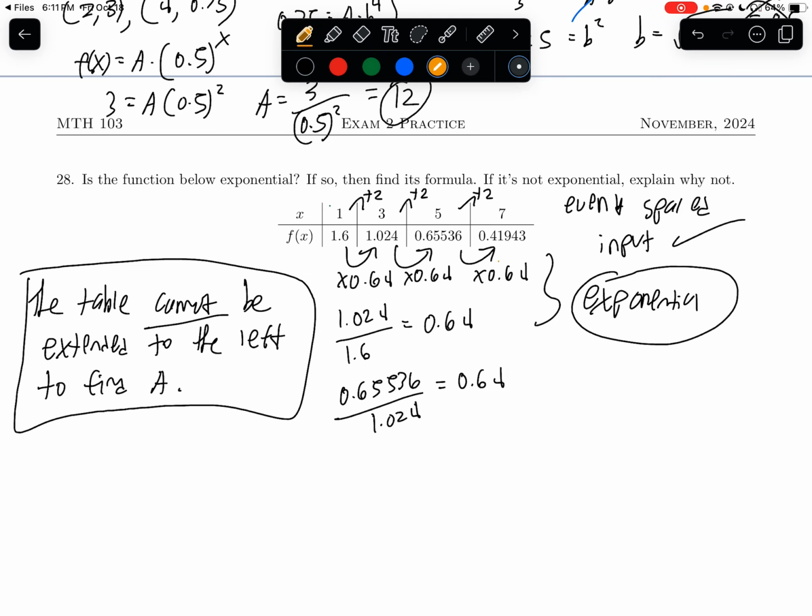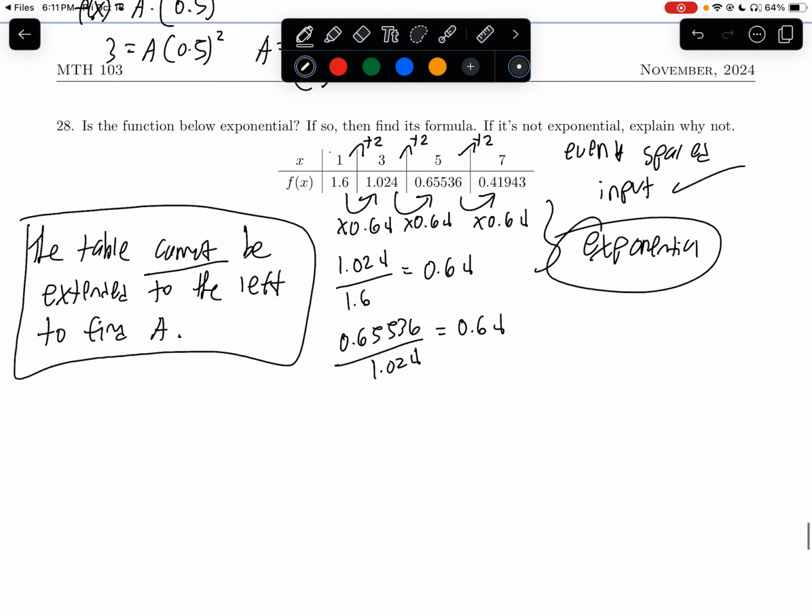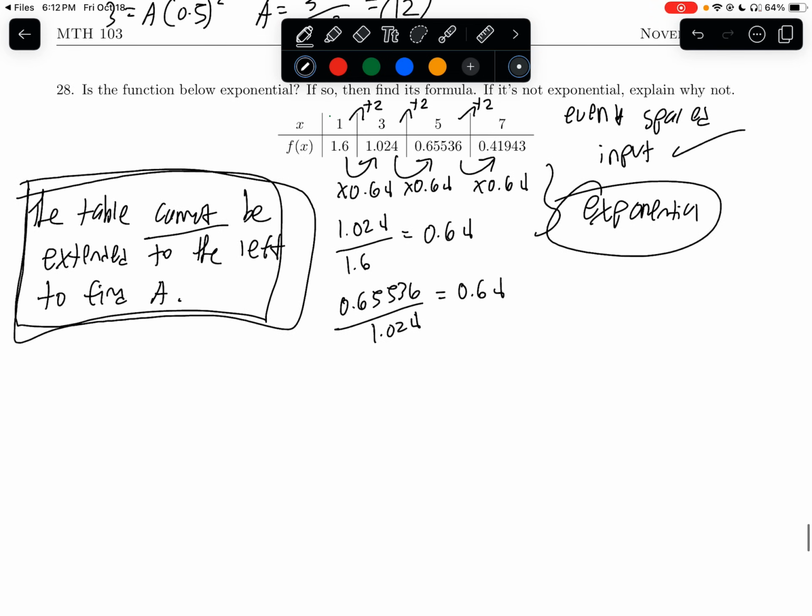If one of these was different, say this was like 0.6, right? A little bit different than 0.64, then it would not be. But here they're all the same, right? So it is exponential. And so we can find its formula, but we cannot use the shortcut that we saw before. So in order to do this, we don't have the initial value. We have to do the thing where we plug in 2 points. We can just pick the first two, but you can choose whichever ones you want.